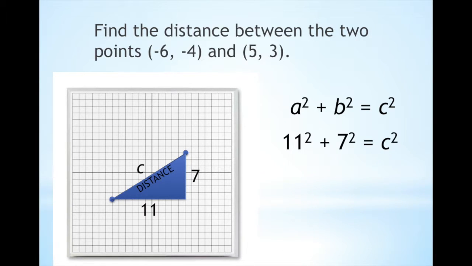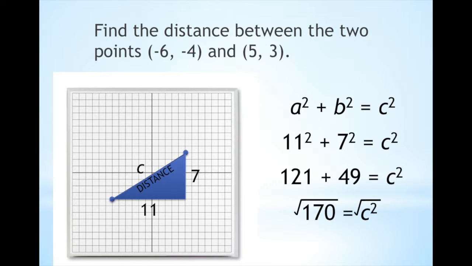So 11 squared plus 7 squared equals c squared. 11 squared is 121. 7 squared is 49. Add those two up, we get 170. And then to solve for c, we just need to square root both sides. The square root of 170 is approximately 13.